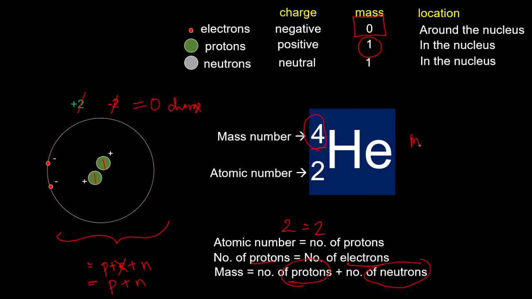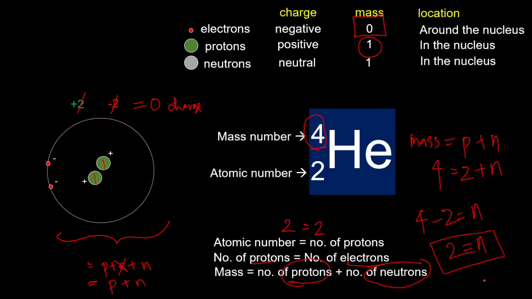So the mass is equal to the number of protons plus neutrons. The mass is 4 and the proton number is equal to 2, and we don't know the number of neutrons. We can do simple algebra. That's n is equal to 4 minus 2. So n is equal to 2. So the number of neutrons here is 2. So we add 2 neutrons on this atom. So we have 1 and 1.